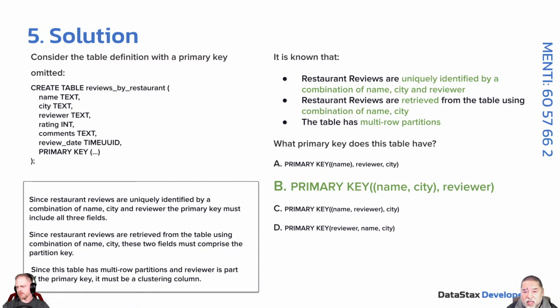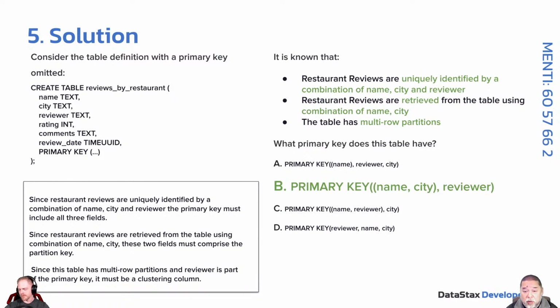All right, so once again, we're going to look at the table definition, but here it says the primary key is omitted. So these statements that David pointed out, it is known that restaurant reviews are uniquely identified by a combination of name, city, and reviewer. What that tells me is that the entire primary key will have all three of those fields in it. Because here, just like Relational World, a row is uniquely identified by its primary key. So I know all three fields are in it, but if I look at the answers, they all have all three fields. So at least I know they're all possible.